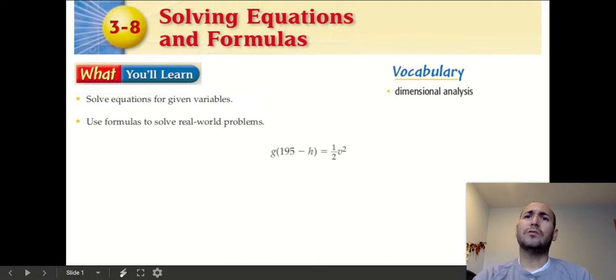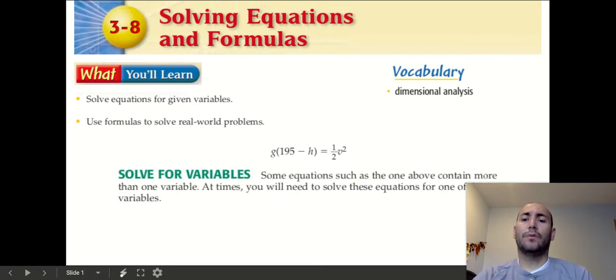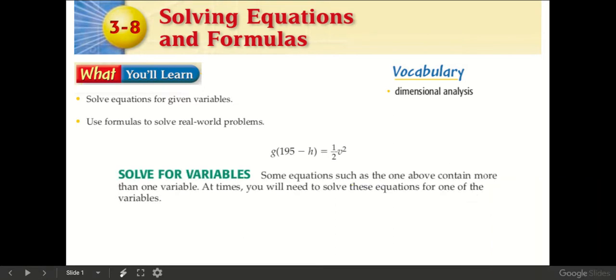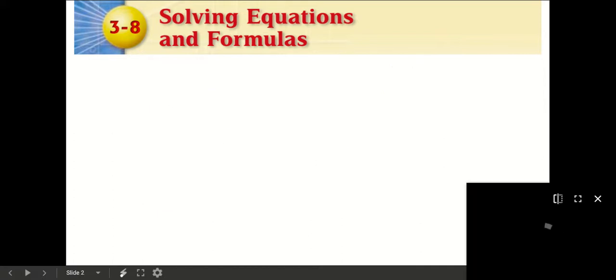This is an equation that we might look at today, where you'll notice that there are multiple variables in it. Multiple variables means different variables, right? Different letters. So when we're solving for variables, some equations, such as this one above, have more than one variable. At times you will need to solve for one of the specific variables. Sometimes they'll have you solving for G or H or V. They'll pick one and we have to solve for that one.